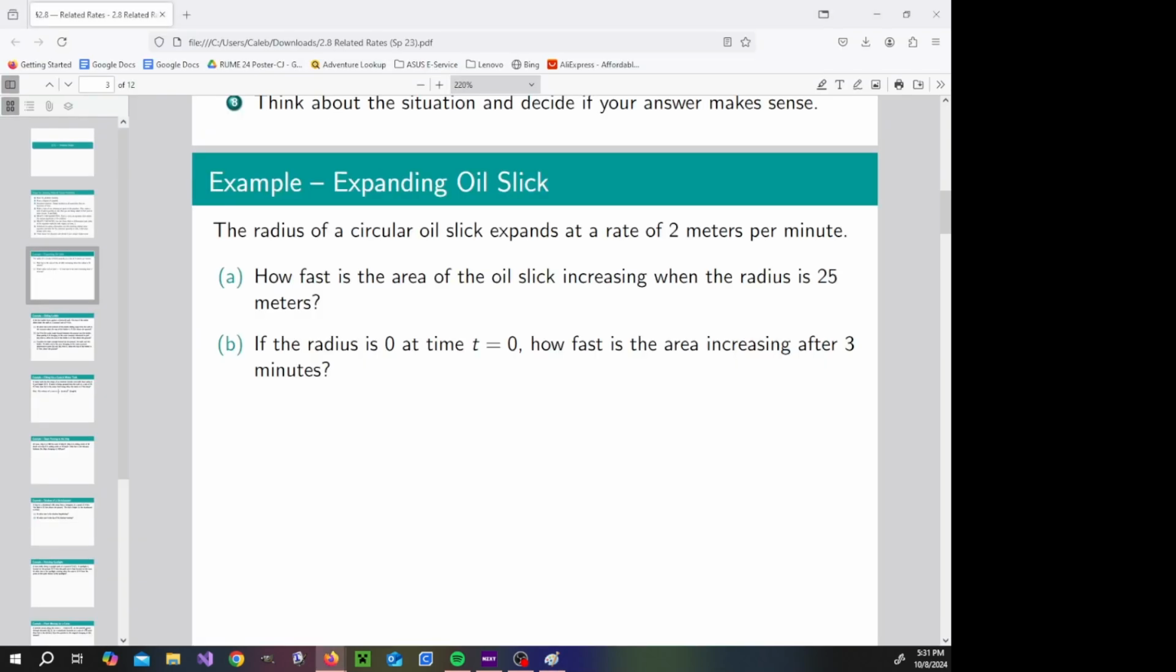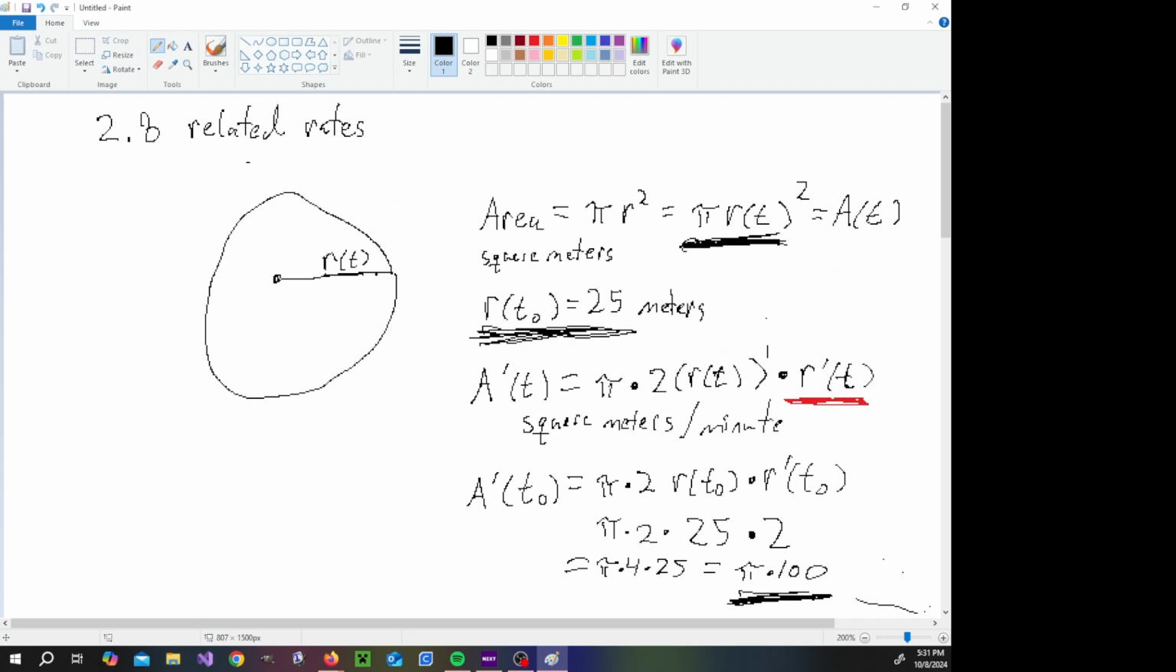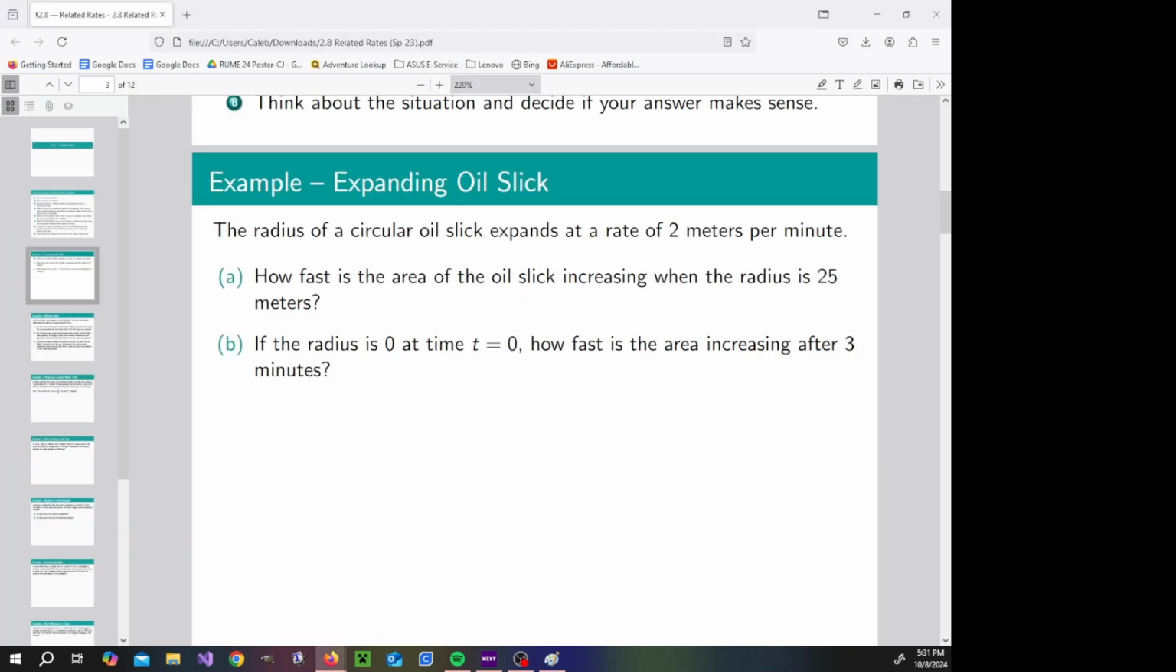So now it has a part B. If the radius is 0 at time t equals 0, how fast is the area increasing after 3 minutes? So this is saying if r of 0 is 0, can we figure some information out from that? And I insist that yes, actually we can. And this is kind of a new idea to us, right? So r prime of any value is just going to be 2. That's what it told us in the problem, right? It said the radius of a circular oil slick expands at a rate of 2 meters per minute.